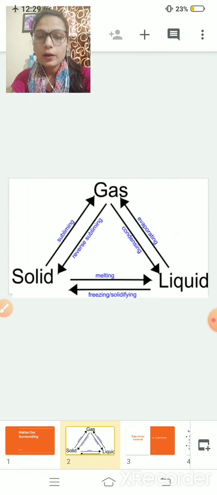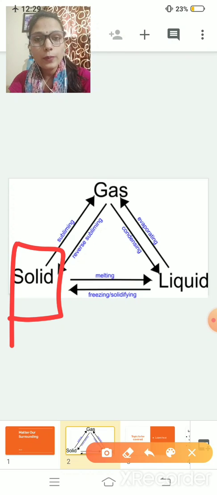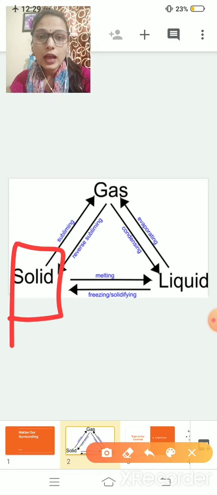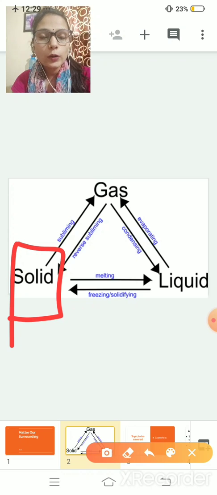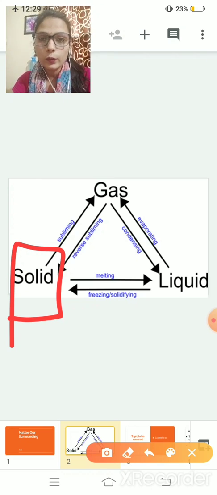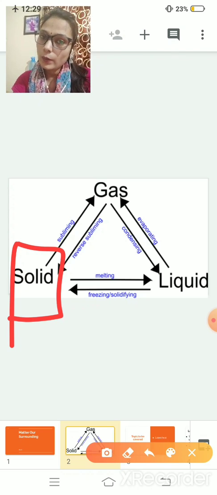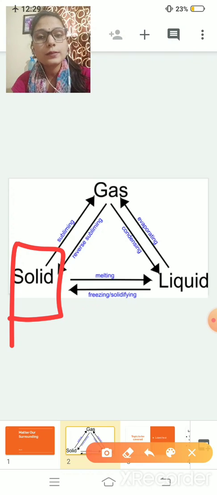Here is a diagram of how matter can change its state by change in temperature. So, if your matter is in a solid state, and we raise the temperature, what will happen? It will convert into liquid. That process is known as the melting process, because here your solid substance melts and converts into liquid. So this process is known as melting.